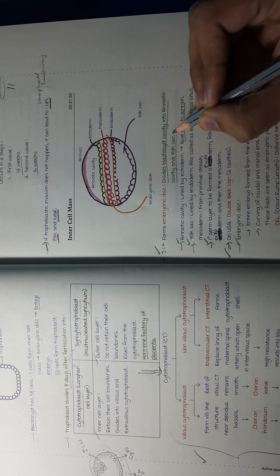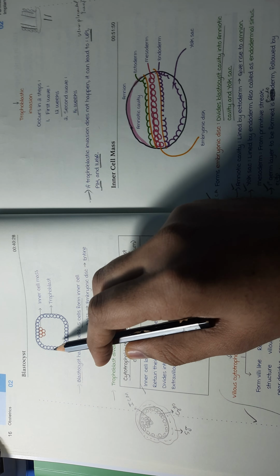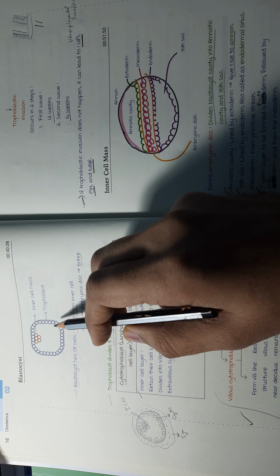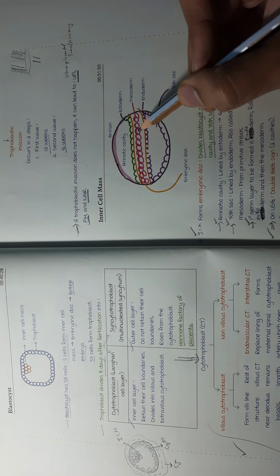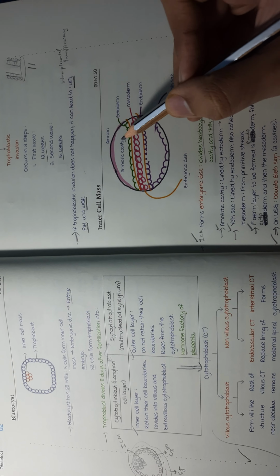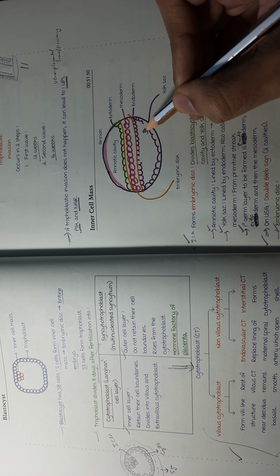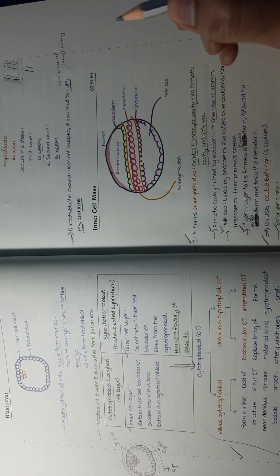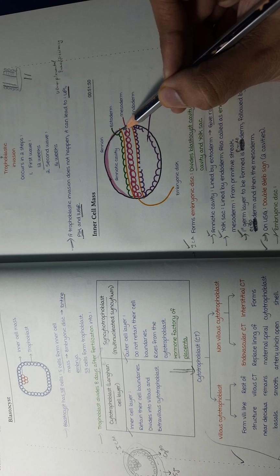So they will divide and form the embryonic disc in the middle. First they were like this, then they will form the embryonic disc in the middle, and then the cavity is divided into two. The upper is called the amniotic cavity, the lower is called the yolk sac. On the upper side, the first layer formed is endoderm, then ectoderm, then mesoderm.